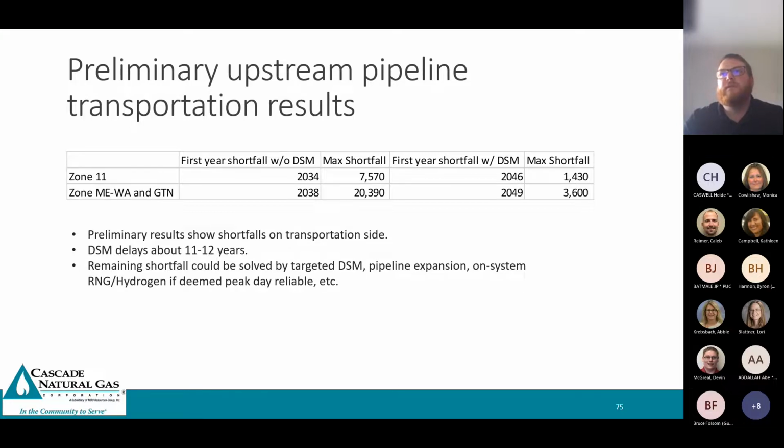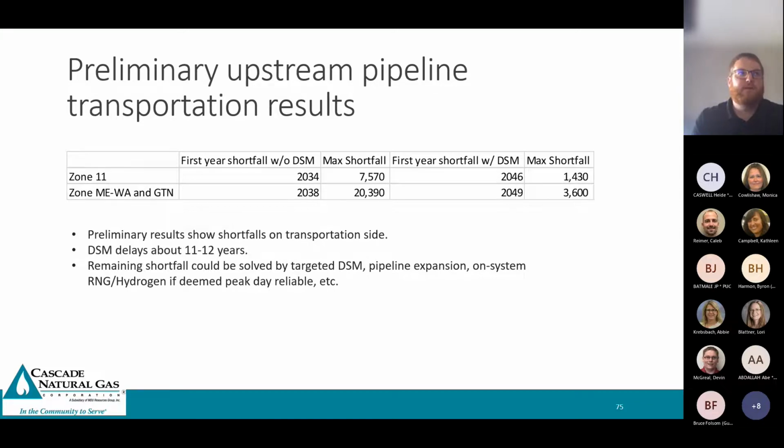So we have some shortfalls in the Central Oregon area, as well as the Zone Me Washington. And you can see that the max shortfall is about 7,000 on Zone 11, and then Me Washington and GTN about 20,000. And you can see the years that they start. They're pretty far out in the future.